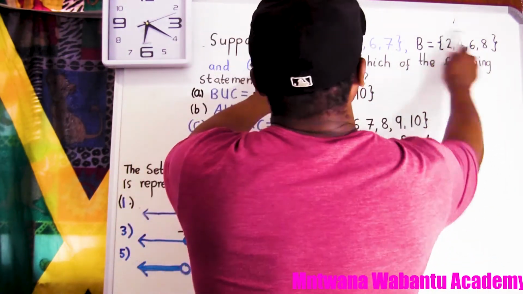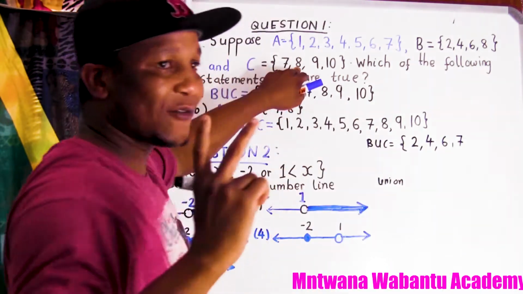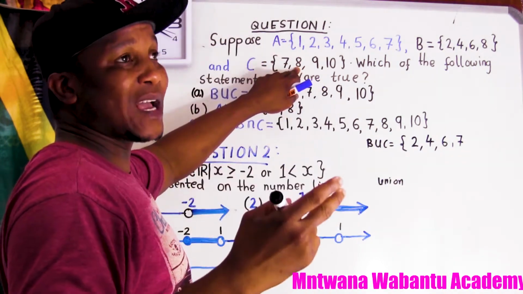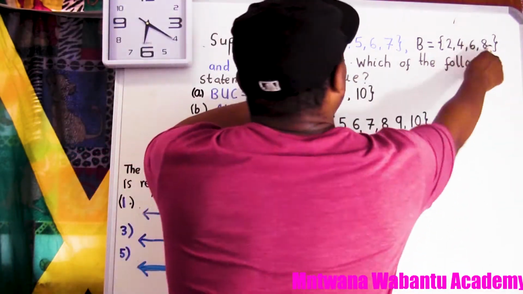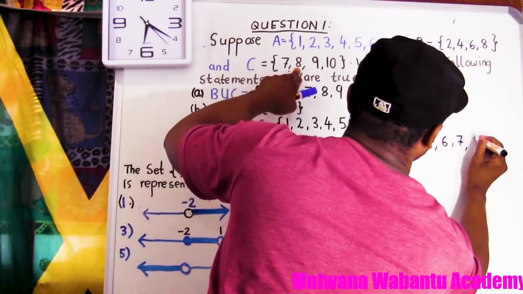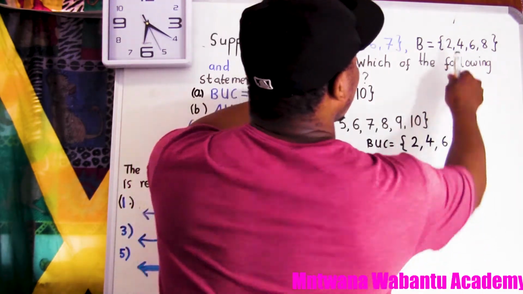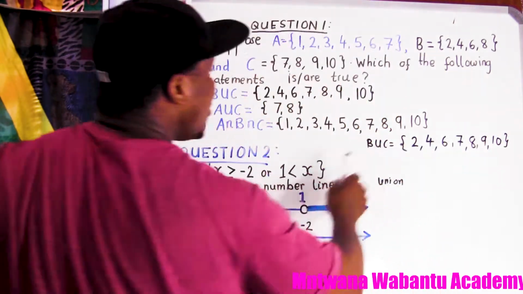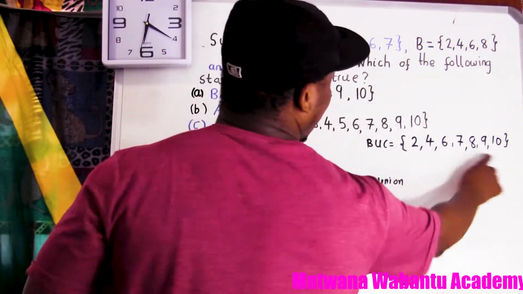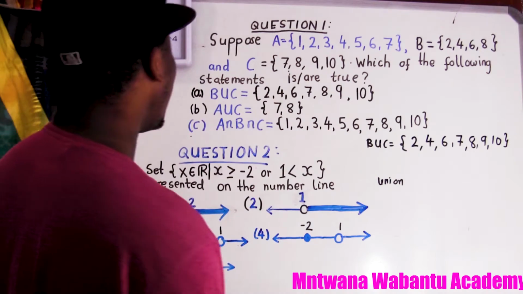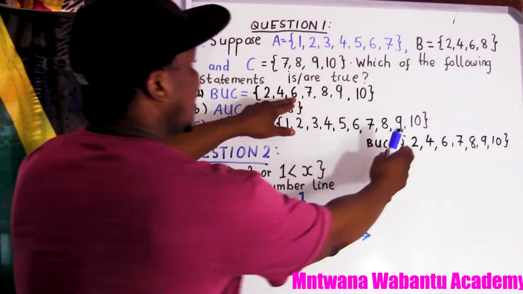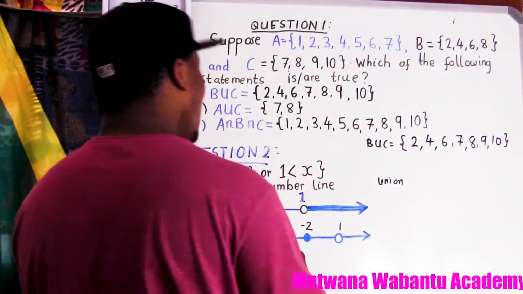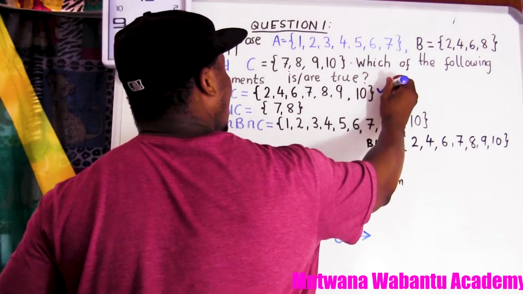You see 8 appeared for both, so you don't have to write it twice. You only write it once, even if it appears 3 times or 4 times. You see 8 and 8, so don't write 8 8, just write only one 8, and then 9 here, we don't have any more, so we have a 9, the next one, and then 10. So B union C is this one right here. So we come here to the options, they say B union C, let's see, 2 4 6 7 8 9 10. Yes, true. So option 1 is true.